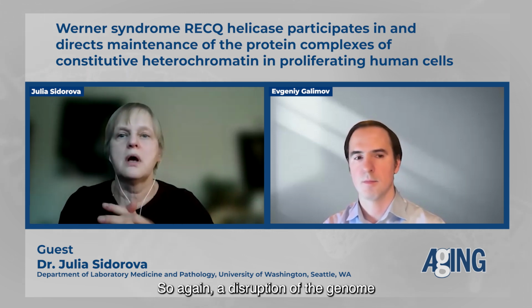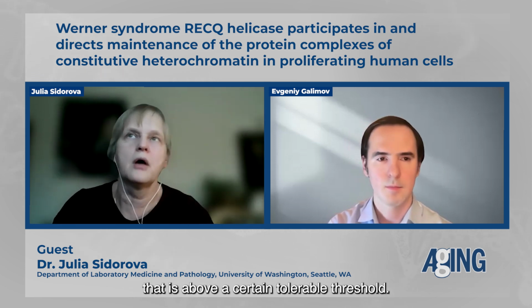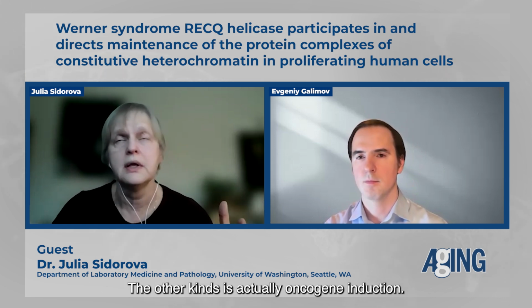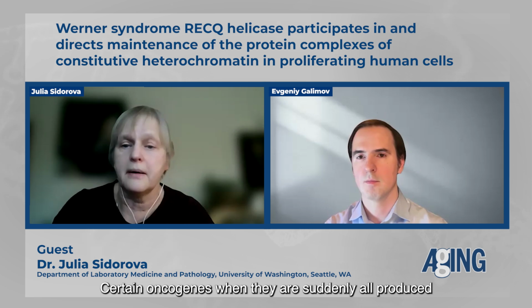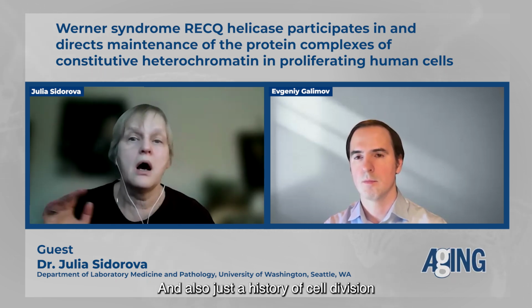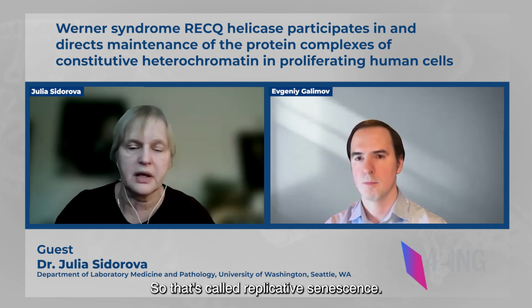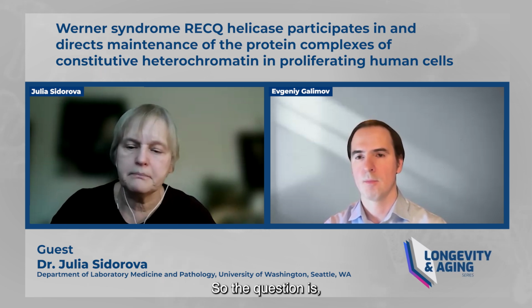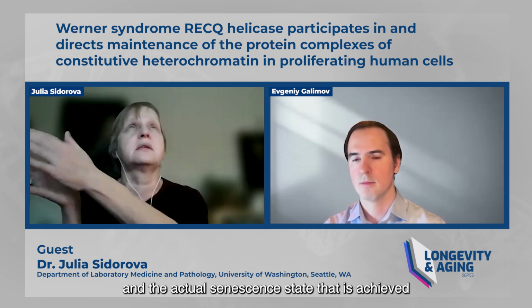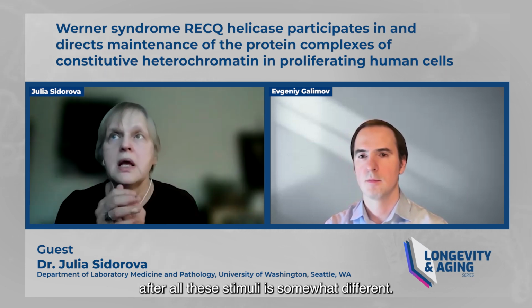So again, a disruption of the genome that is above a certain tolerable threshold. The other kind is oncogene induction. Certain oncogenes, when they are suddenly overproduced in the cells, push them into senescence. And also just the history of cell division, the slow accrual. That's called replicative senescence. So the question is, the actual senescent state that is achieved after all these stimuli is somewhat different.